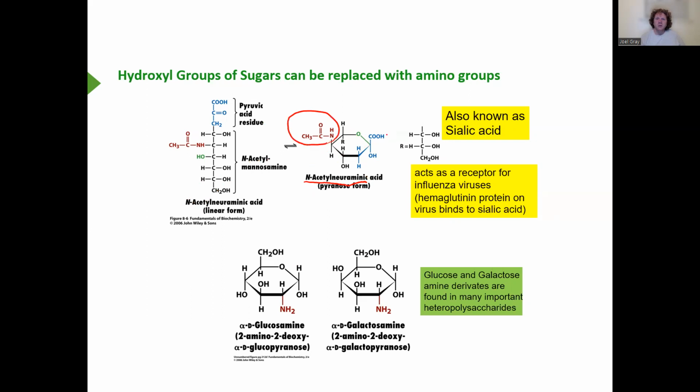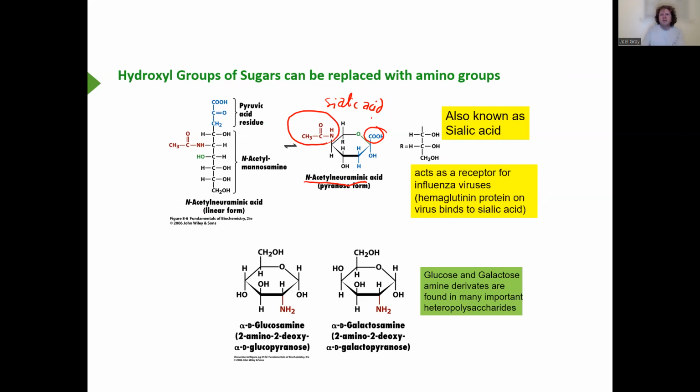It's a sugar that also has, actually that would be at carbon number 5, sorry, also has a carboxylic acid at carbon number 1. We've got an R group at carbon number 5. We've got a bunch of different things. Ultimately, this is a molecule known as sialic acid. This acts as a receptor for the influenza virus, or influenza viruses.